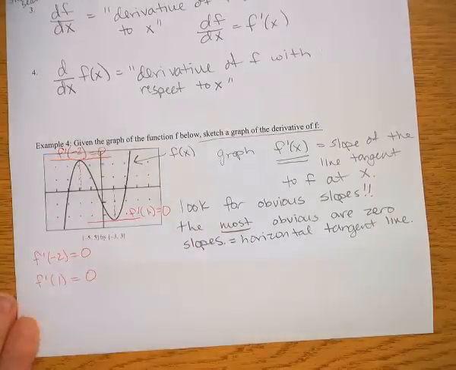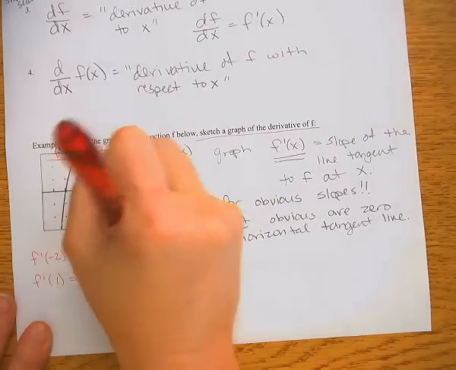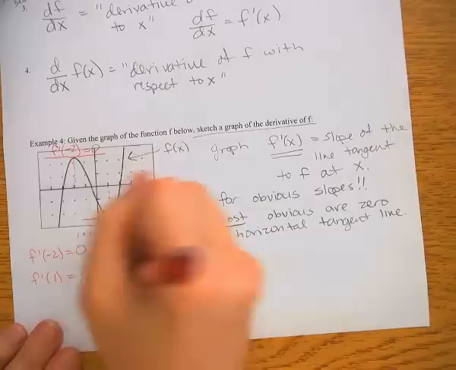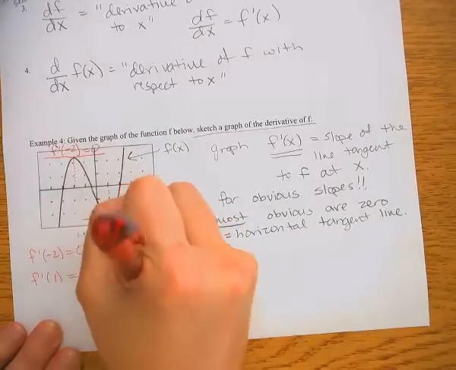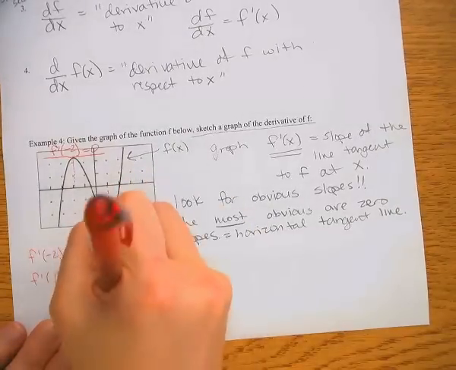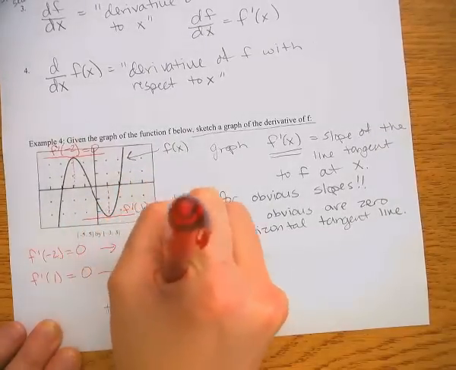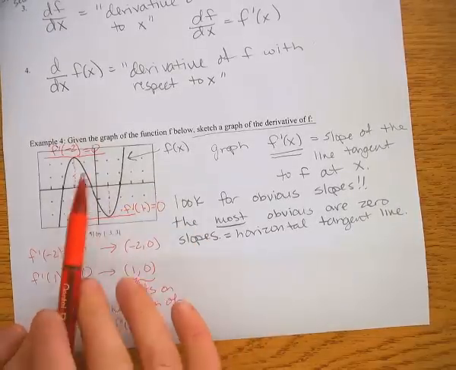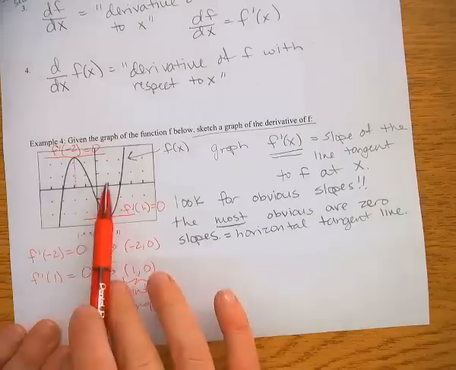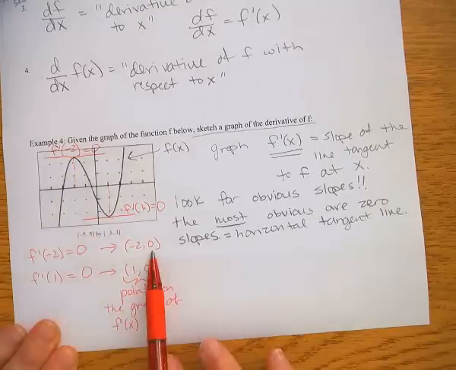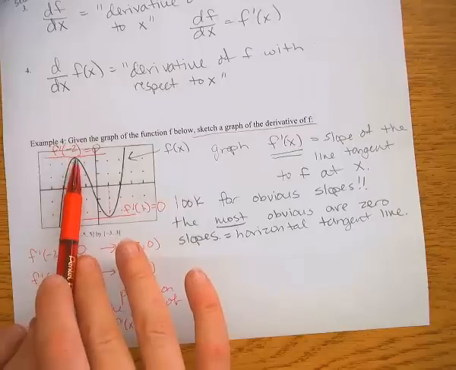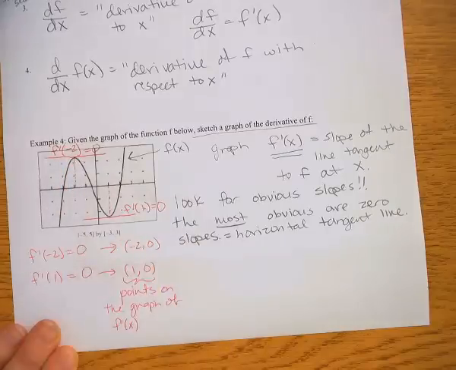So those are 2 points on the derivative. This is the point negative 2 comma 0, and this is the point 1 comma 0. These are points actually on the graph of the derivative. Notice I kept the same x-coordinate that was on the graph of f, but I replaced the y-coordinate with the slope of the line tangent to the curve at that point where x is negative 2.